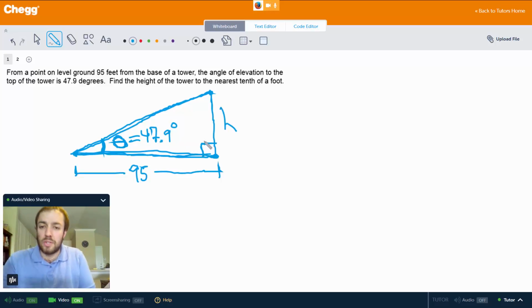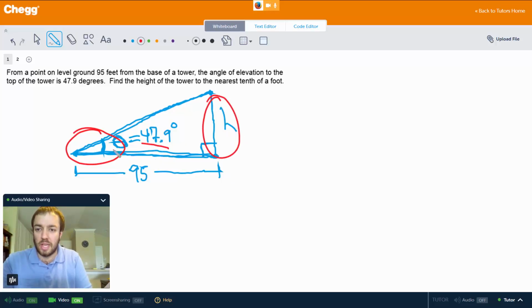Now, this is a right triangle, so what sort of functions do we know that involve right triangles? Trig functions, of course. Do we know any trig functions that involve the angle right here, a right angle, the side opposite the angle, and the side adjacent to the angle? Here we have an angle. We want to figure out the side opposite the angle, and we know the side adjacent to the angle. That should hopefully bring to mind the tangent function.